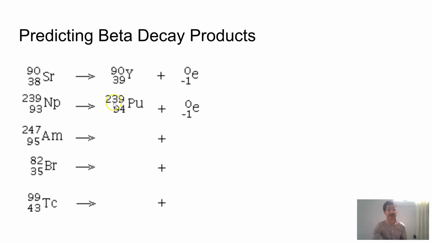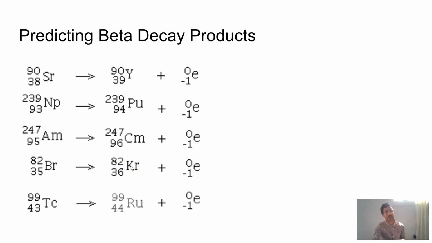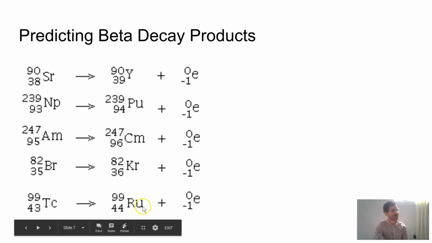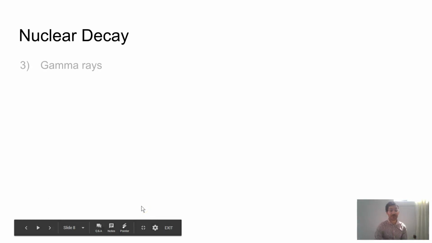Again, in every case, we're going to see that our atomic number increases by 1. So all we need to do is have a periodic table handy to reference our new chemical. I know the bromine's going to be formed from krypton. And technetium, well, that's going to form our friend rubidium. Sorry, not rubidium, ruthenium. You're so much cooler than rubidium. Anyway, let's talk about a little bit more nuclear decay.